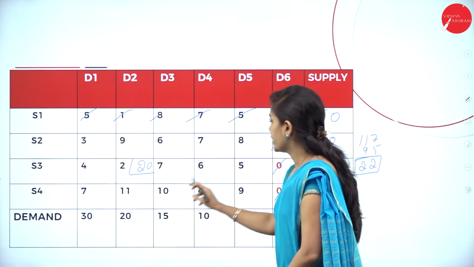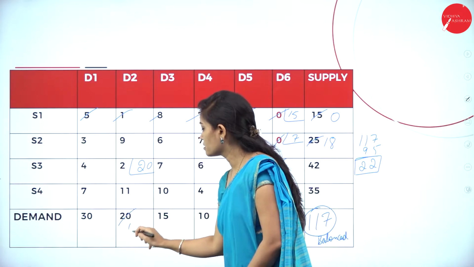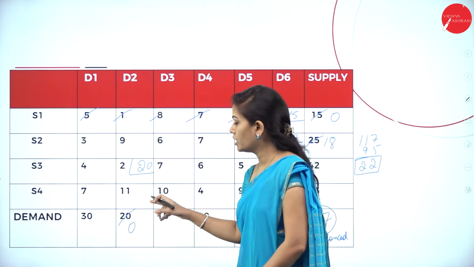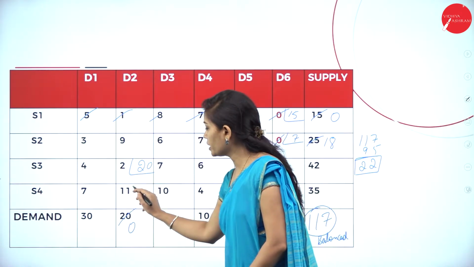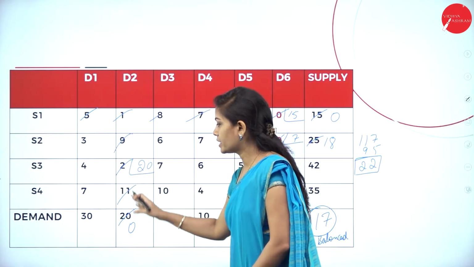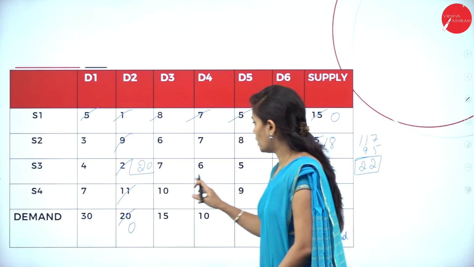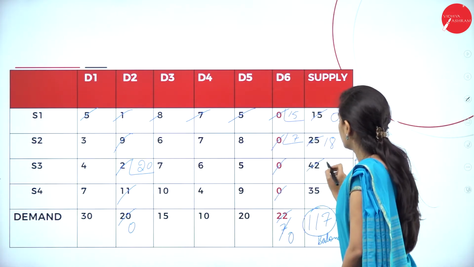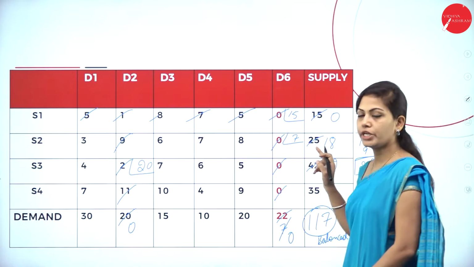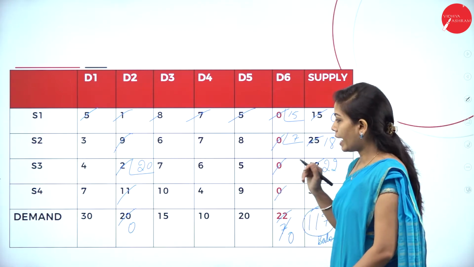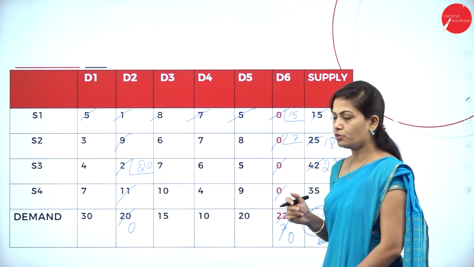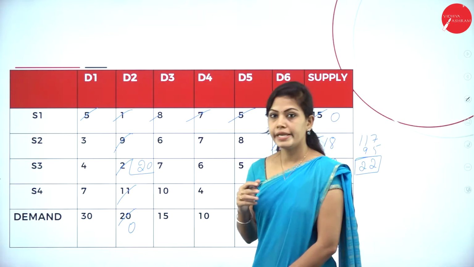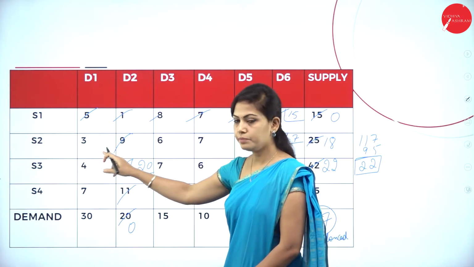And allocating 20 rupees means it will become 0. If it is 0, you can cancel this entire column. Now 42 minus 20 is 22. We have 22 rupees in supply. And the next least value, which is the next least value? The next least value is 3.